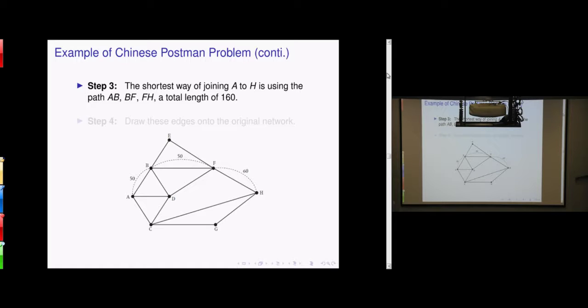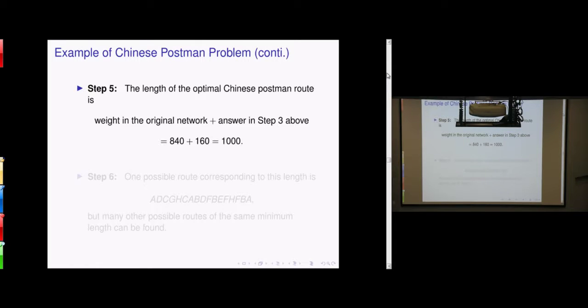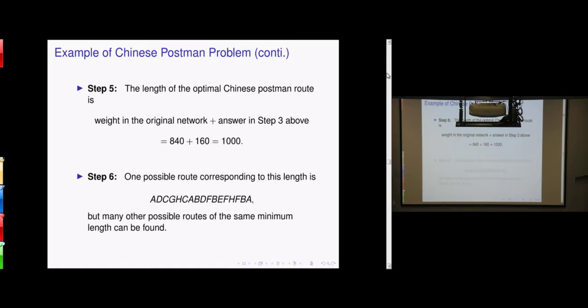The length of the optimal Chinese Postman route is the weight in the original network. So you add all the original numbers together with the answer in step 3 above. That is 160. So you add the total weight in the graph, which is hopefully 840, plus this, so the total is 1,000.